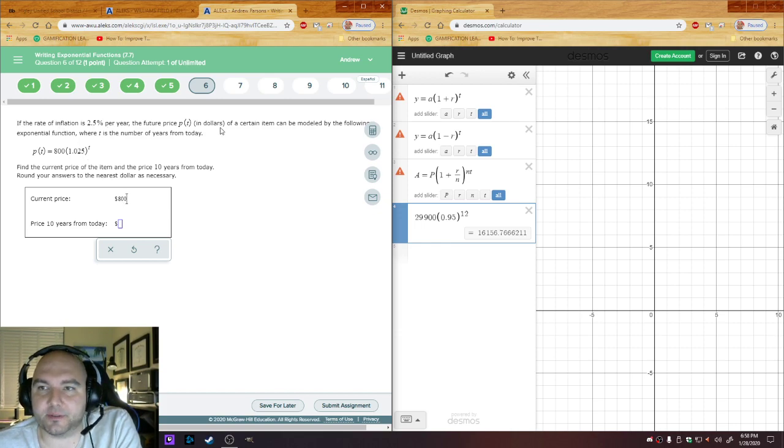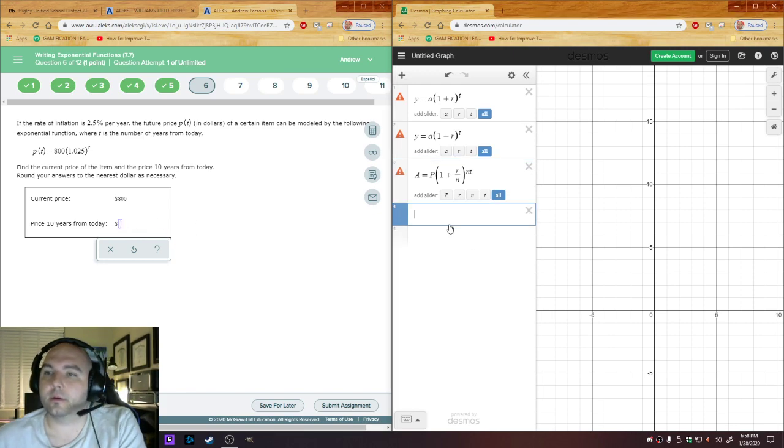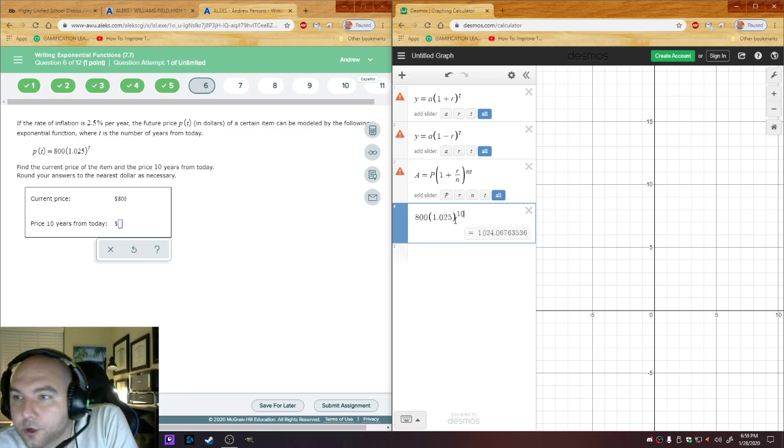This doesn't even have anything specific. It says of a price of a certain item. I wonder what's $800. Probably a pristine holograph first edition Charizard card from Pokemon. If I want to find the price of that Charizard card in 10 years, plug this in to the 10th because we want to know about 10 years. Ooh, to the nearest dollar, 1,024.